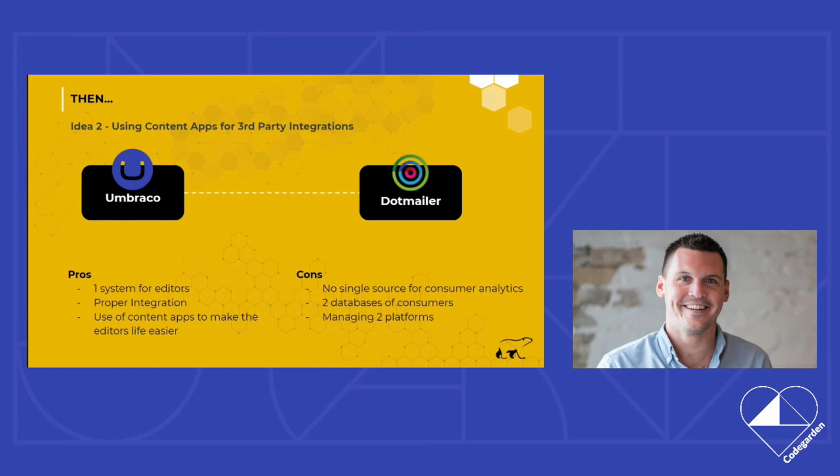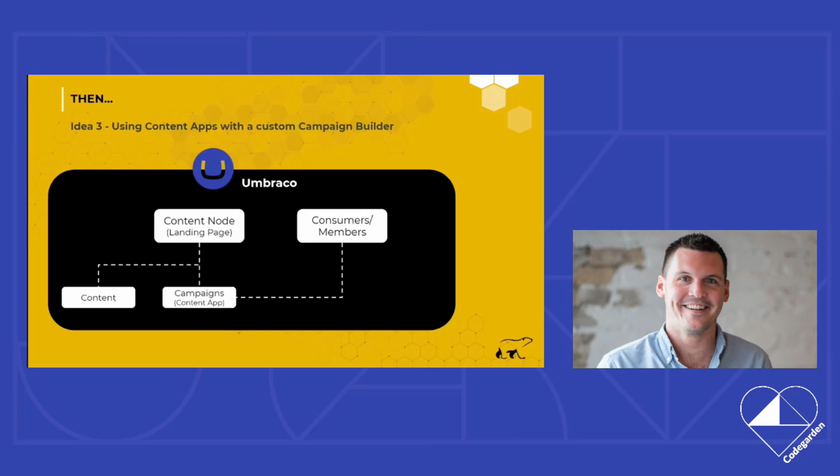So this led us on to our third and final idea, which was getting rid of Dotmailer, taking some of the learnings from a system like Dotmailer and rebuilding some of that core functionality as a standalone application within Umbraco. So again, we would continue to use content apps, but all of the consumers would sit within Umbraco members. We'd extend the Umbraco membership system, and everything would be within one platform.